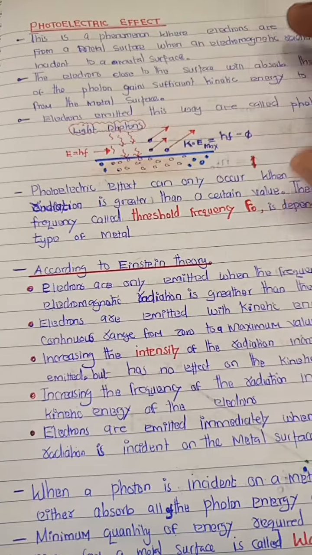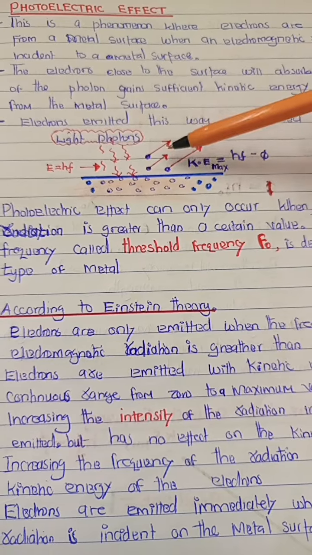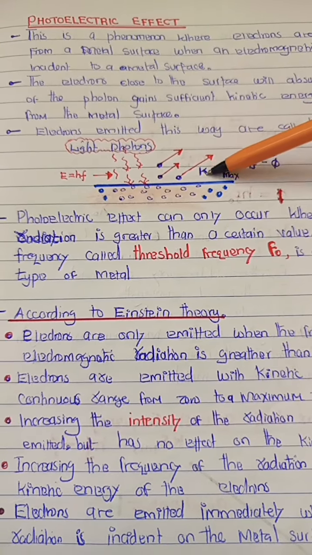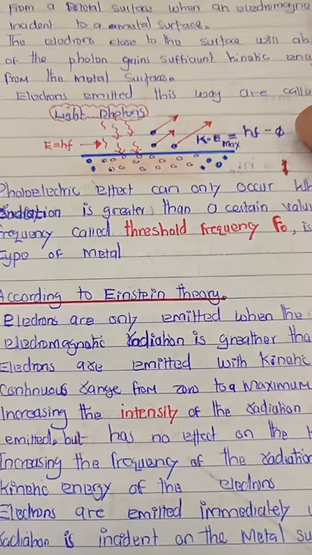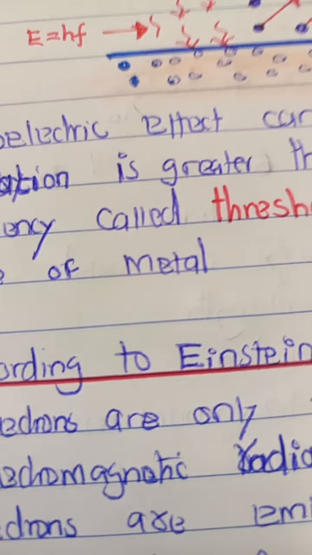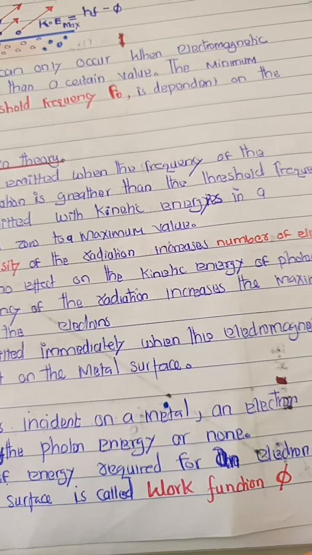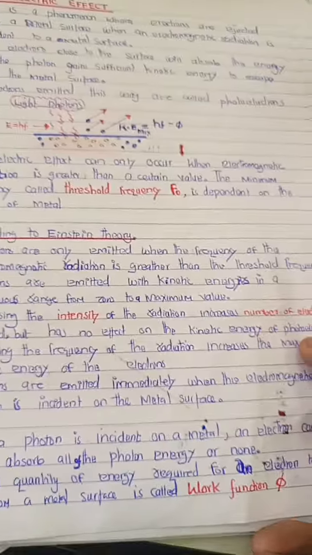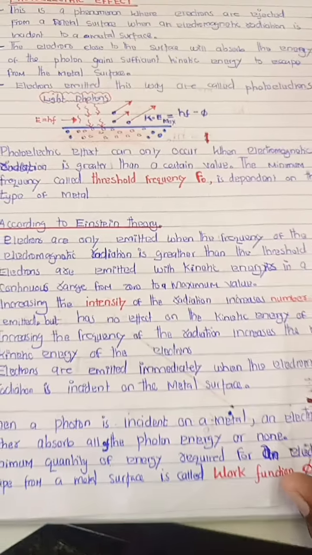The concept of the photoelectric effect, remember, is a phenomenon where electrons are emitted from the surface when radiation is incident on a metal surface, which also means that you ought to understand the definition of work function. And work function is the minimum amount of energy required for an electron to be ejected from the metal surface.